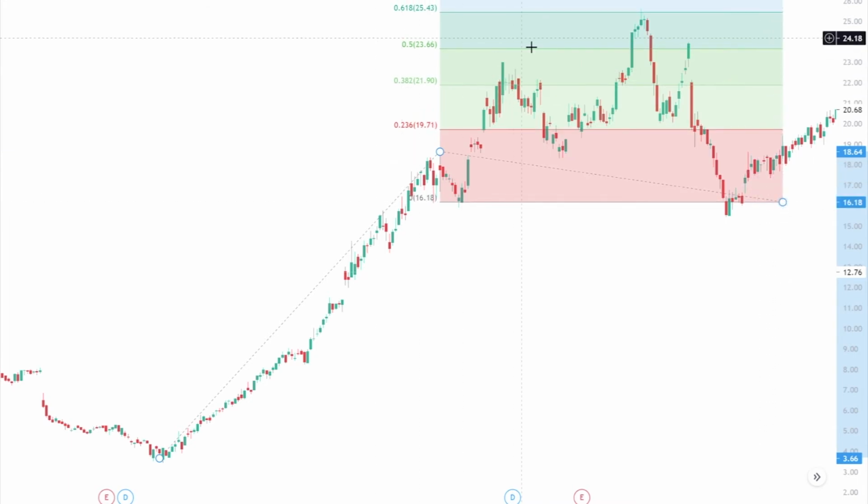This produces our key Fibonacci levels, and as you can see here, 0.618, the golden ratio, is used as a significant level of resistance in identifying how far this retracement and this share price movement is going to extend to.